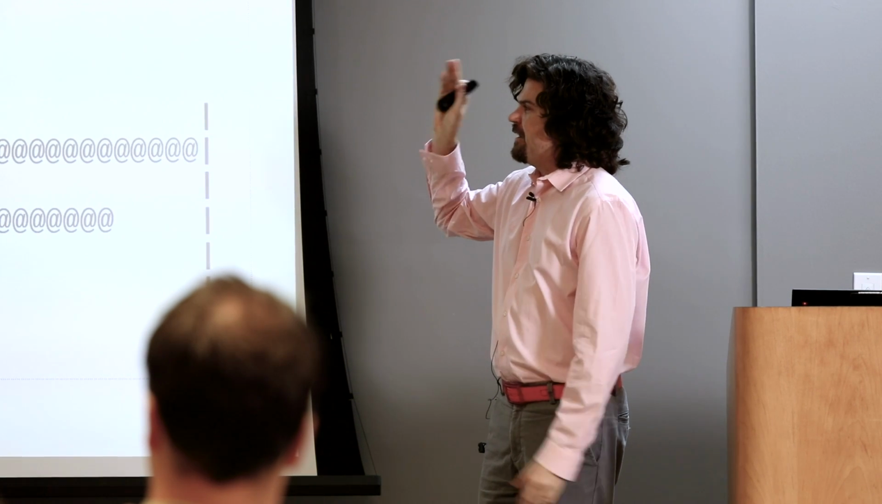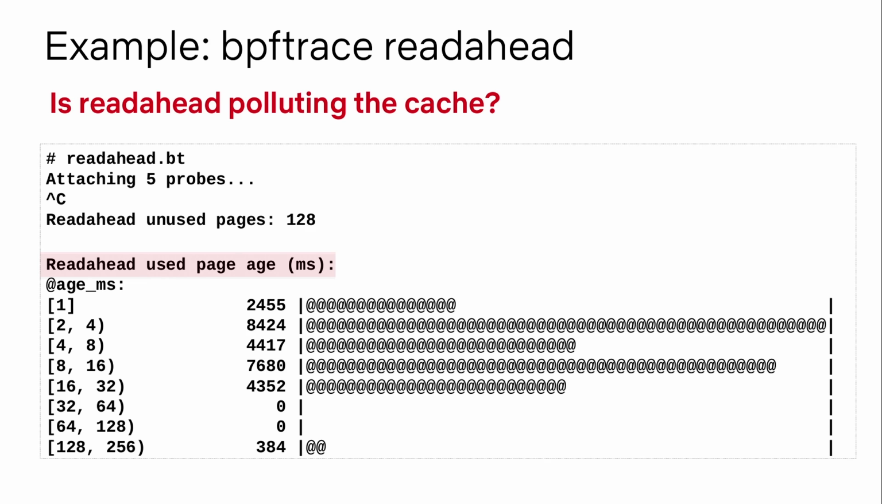It tells me over a given interval how many read-ahead pages were unused, and the age between reading in a page and when it was used. Most of the time we used a page within 32 milliseconds. So it looks like read-ahead is being effective. The application wants it. So I'd look at this and consider increasing the read-ahead tunables.